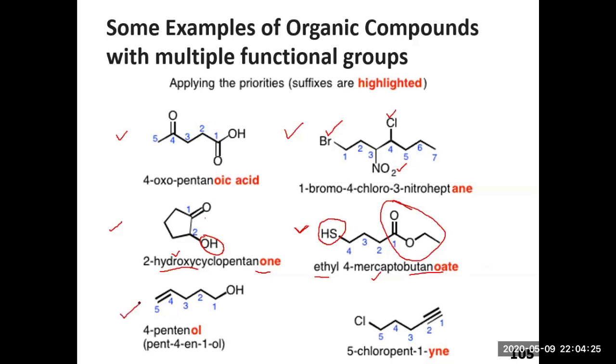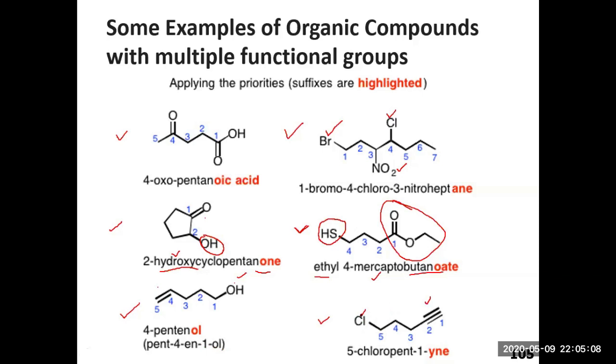Okay, so let's look at this fifth example. So we have here a double bond and a hydroxyl functional group. So between these two, the alcohol ranks higher than the double bond, so this molecule will be named as an alcohol. But we have an exception to this rule, so we will include the double bond in the suffix. So in this case, we have pent-4-en-1-ol.